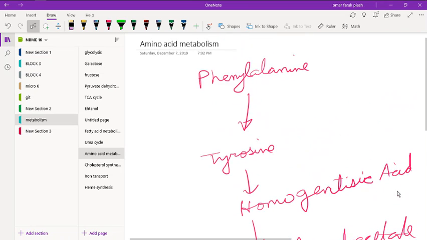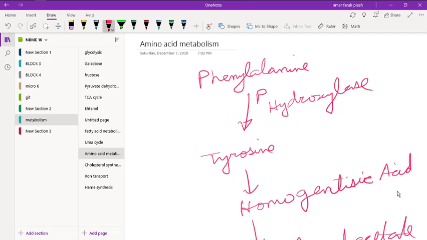So first of all, phenylalanine is converted into tyrosine with the help of phenylalanine hydroxylase, and in here tetrahydrobiopterin acts as a coenzyme. If there is deficiency of this phenylalanine hydroxylase, it will cause a disease named phenylketonuria (PKU).